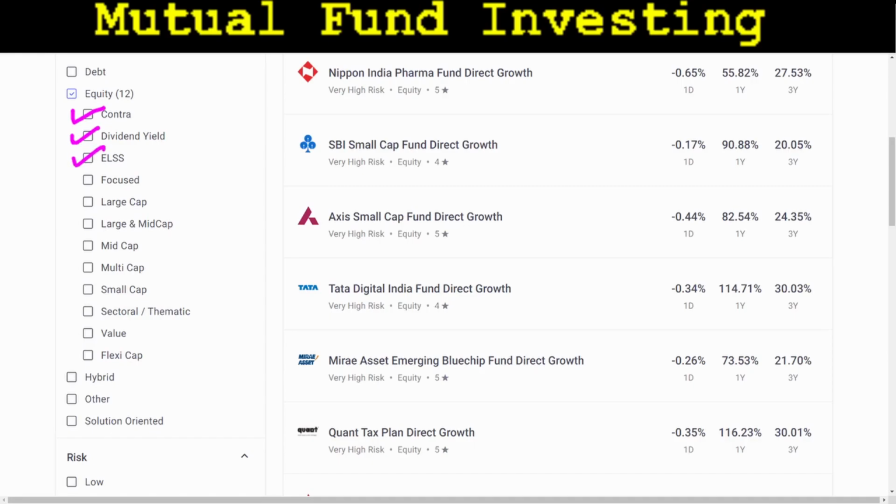The next category is ELSS. ELSS stands for Equity Linked Savings Scheme, and these funds are used for tax saving purposes. Next category is focused mutual funds. In focused funds, the number of shares are very low. That means they have a very concentrated portfolio of selected stocks, and the fund managers believe that these stocks will go higher in near future.